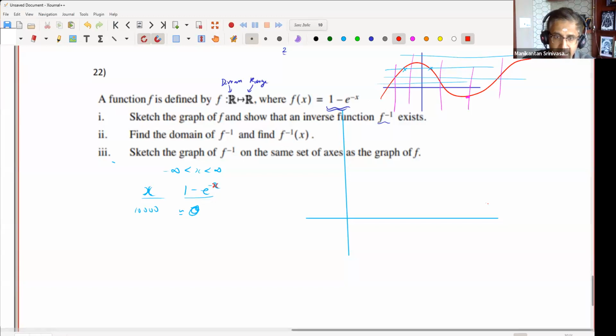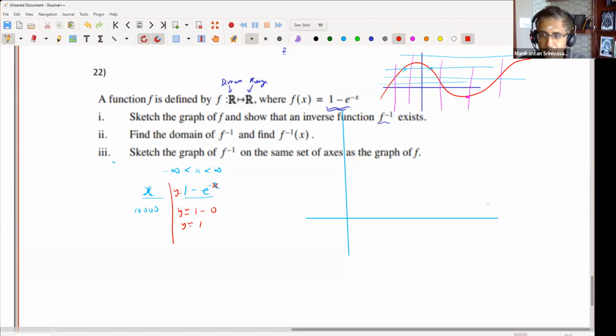minus e to the power minus x. e to the power minus x is 0, therefore this will approach 1. I'm sorry, so the y value will be approximately 1 minus 0, which is y approximately 1. So slightly less than 1, but approaching 1. So this is the line y equal to 1. For large values, it's going to approach like this. On the other hand, when x is 0, the y value is 1 minus 1, which is 0. So it passes through the origin.